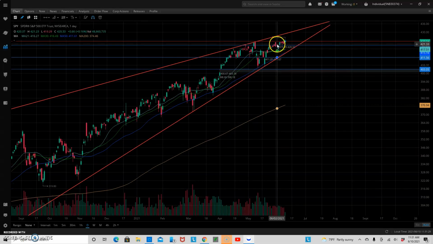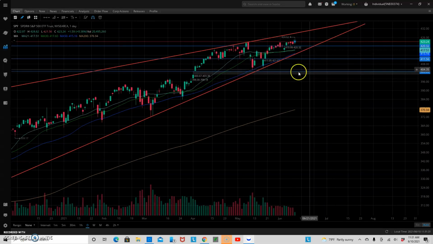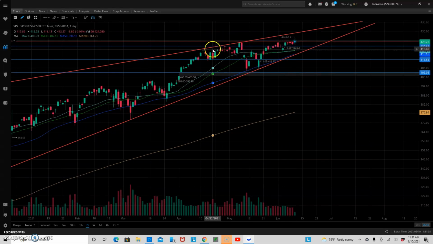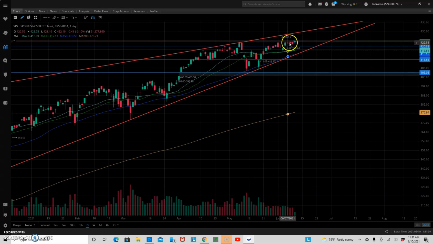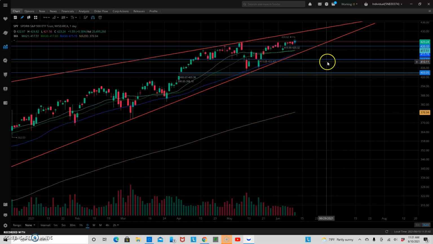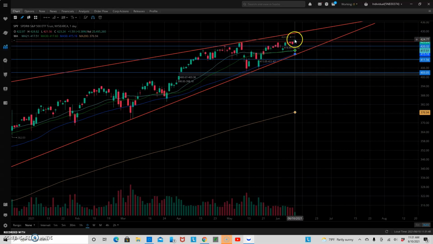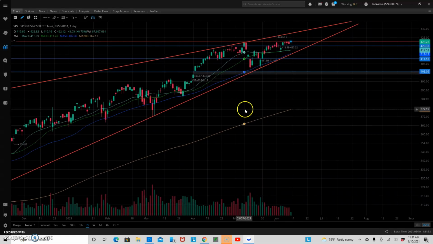But you could already see here it's having a lot of trouble breaking above this area right here, this resistance line. You could see we've hit off it once, twice, 3, 4, 5 times here. So it's having a lot of trouble breaking through there. And every time it does touch that line, we do see a sell-off. So keep that in mind if you're looking to trade this.